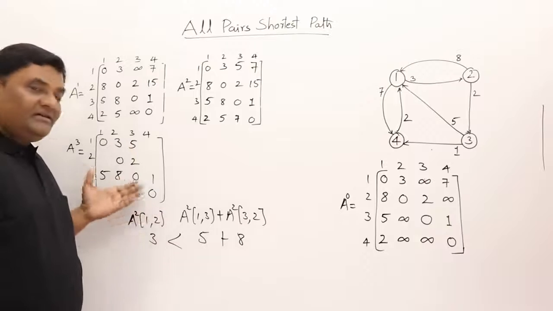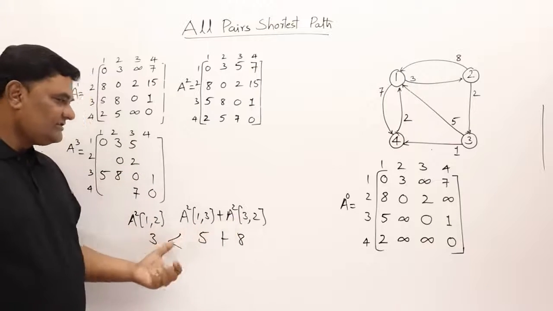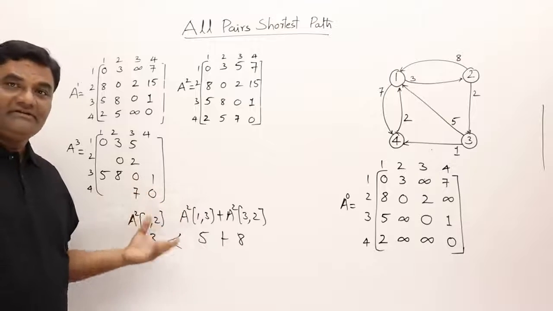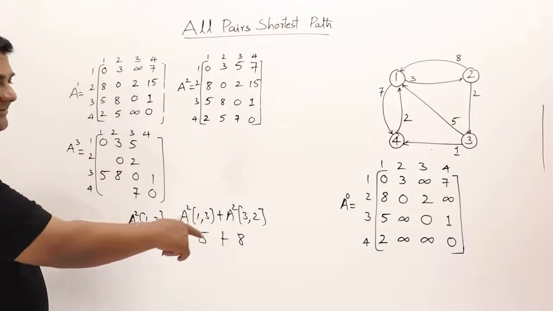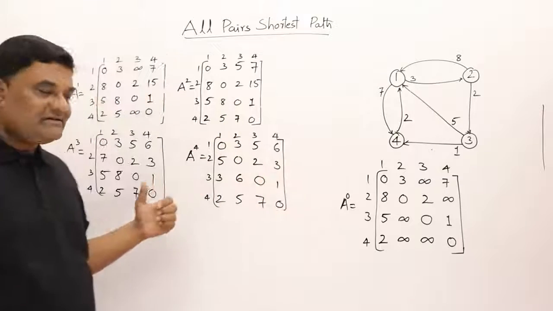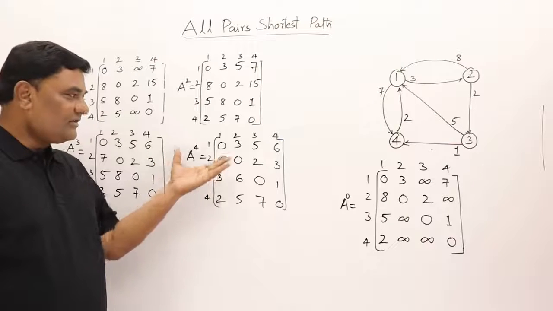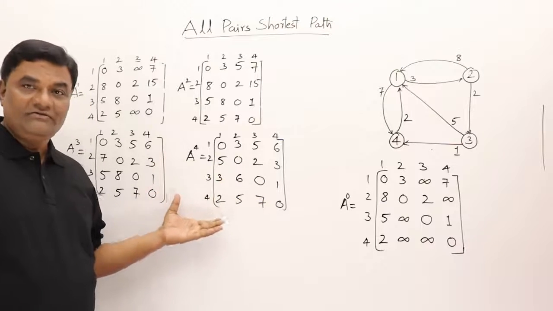In the same way, I can find out all these values by taking 3 as intermediate vertex. Now I hope you have understood how I am getting the values. So I'll prepare all the matrices. So here are the 4 matrices. Finally, the fourth vertex when I considered, I got a shortest path between all pair of vertices.